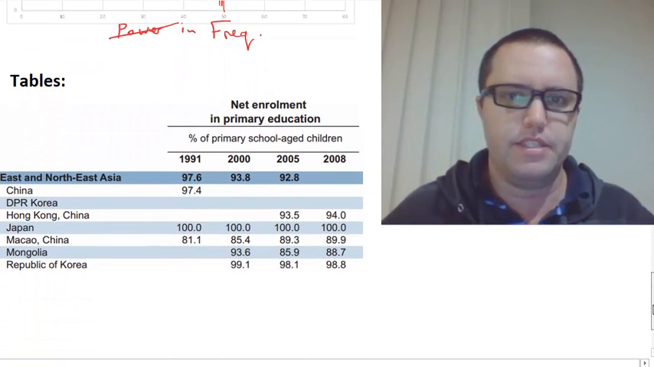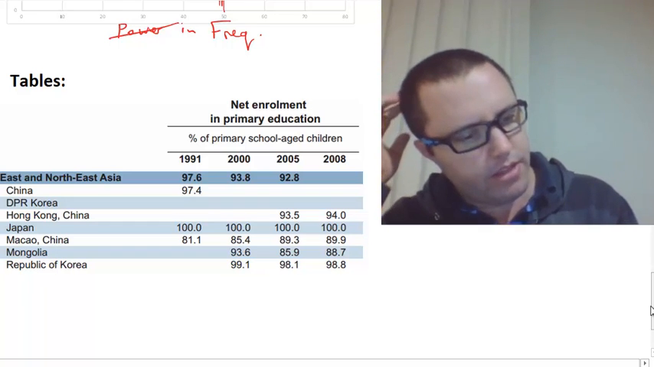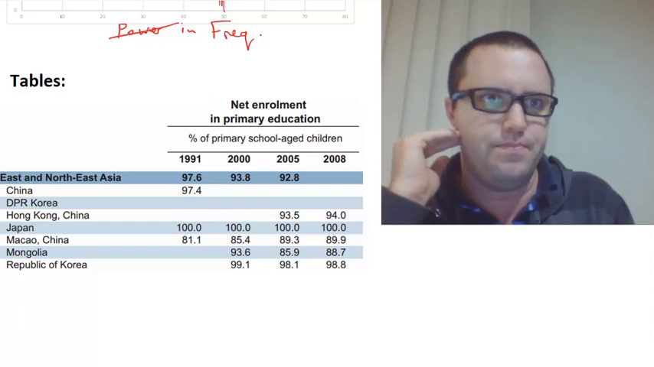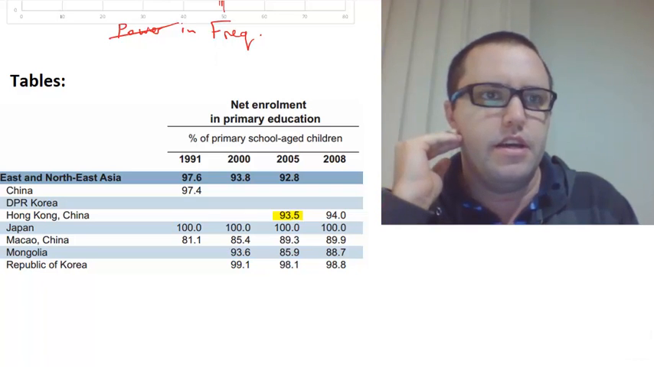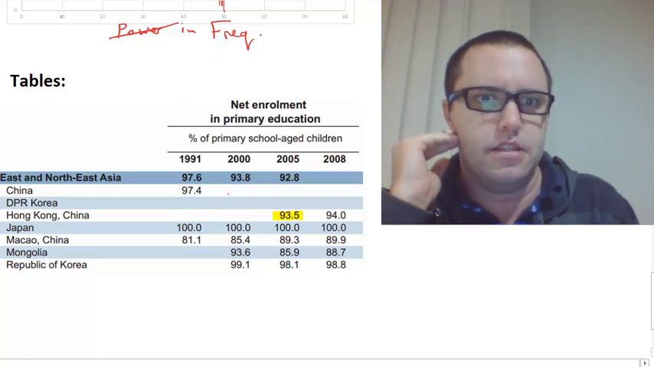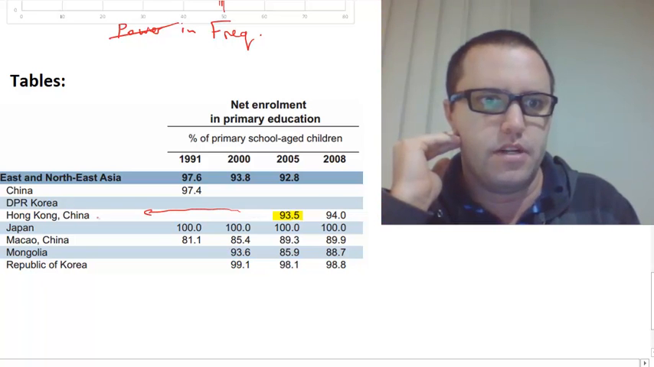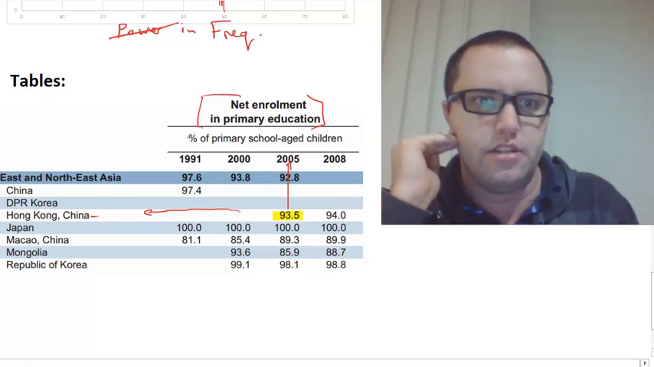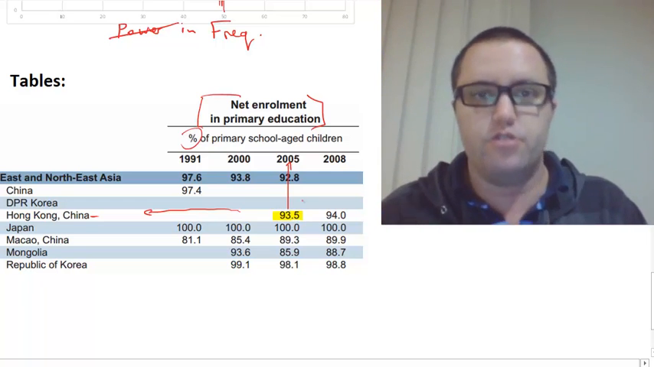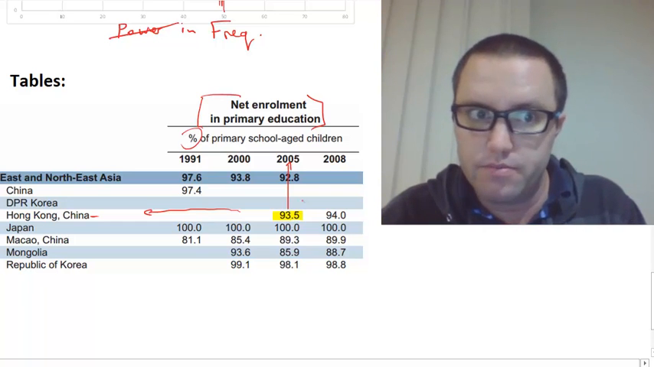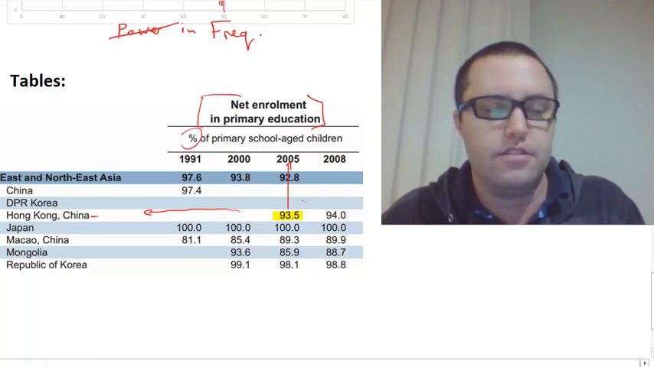Tables. Now, again, you've probably seen these heaps of times before. You read them in a similar way. Let's just say this data piece here of 93.5 means that you look this way to see what it corresponds to. Well, it's Chinese Hong Kong, and in 2005, the net enrollment in primary education as a percentage was 93.5. So you can see that 93.5% of primary school aged kids were enrolled in primary school in Hong Kong, and that's just how you read these tables.